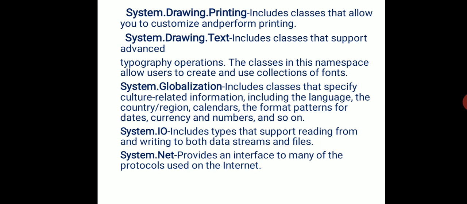Okay, so next one, System.IO. It includes types that support reading from and writing to both data streams and files. So reading from means reading from files and writing to files. IO means input output. So System.Net provides an interface to many of the protocols used on the internet. So if you add this System.Net, it will allow you to use some protocols. Protocol means a set of rules to communicate over a network, internet.